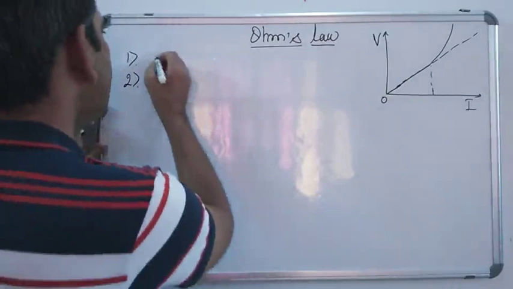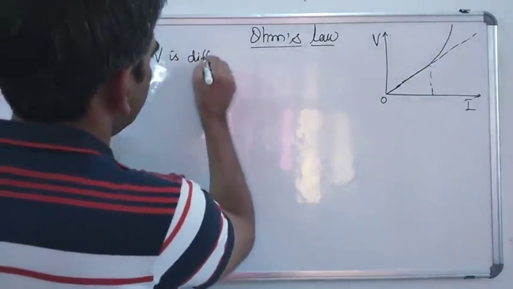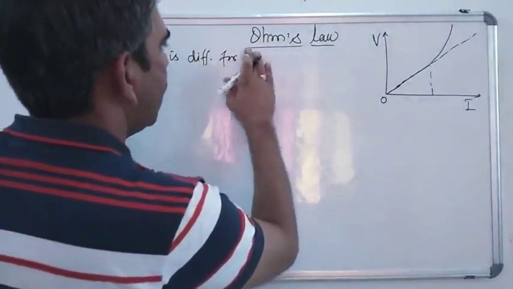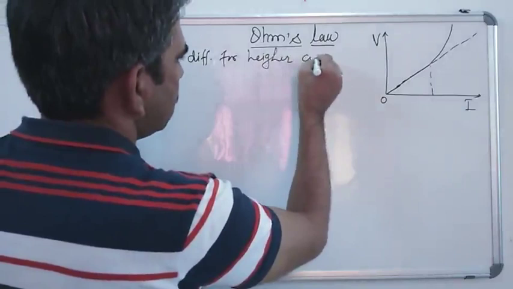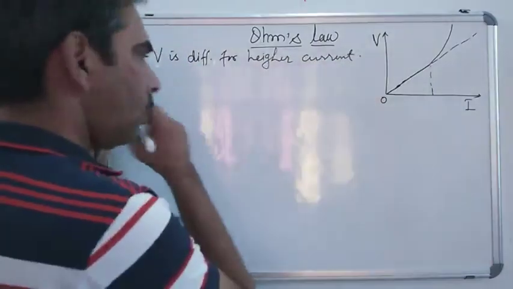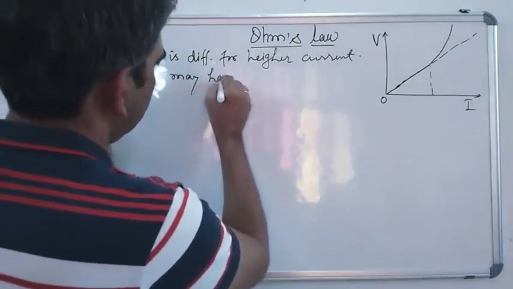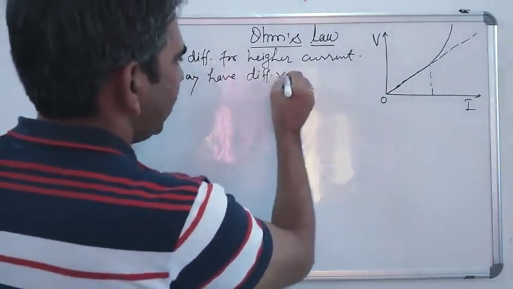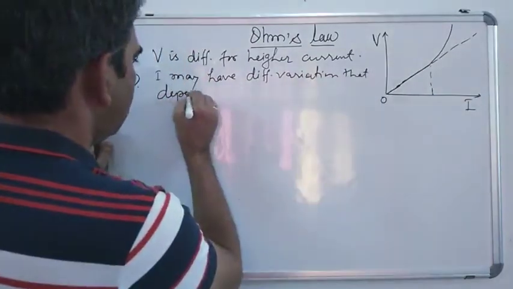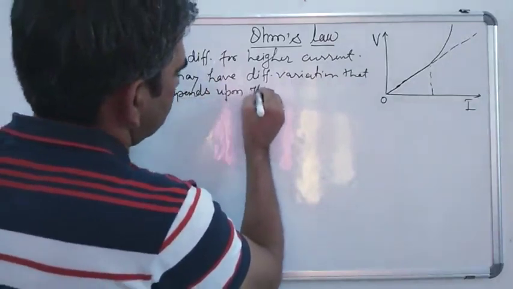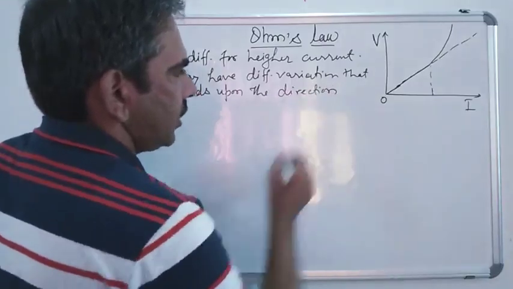Second factor: V is different for different, or we can say higher, values of current. Higher values of current may have a different variation that depends upon the direction of potential. In what direction is the potential applied?